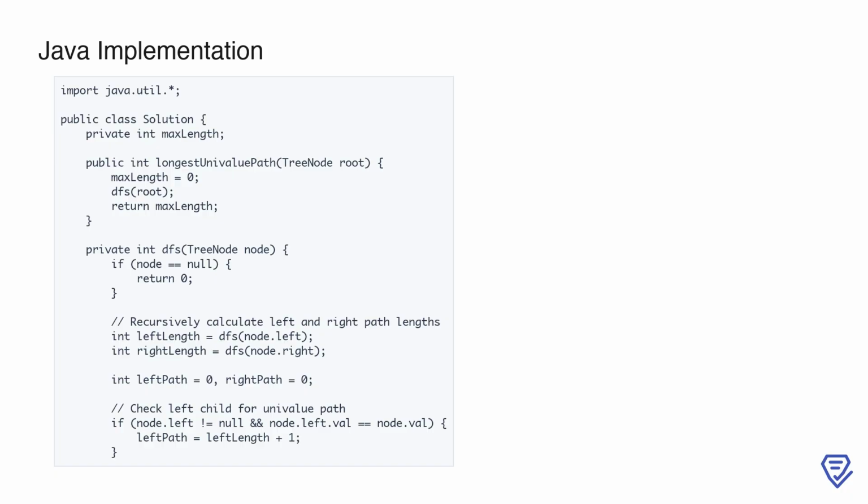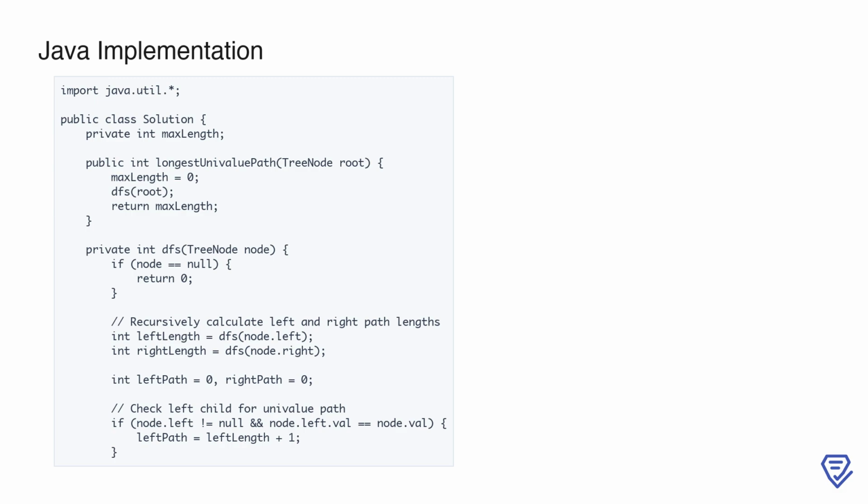Inside this class, we declare a private variable maxLength to keep track of the longest Univalue path length that we find. The main method, longestUnivaluePath, takes the root of the binary tree as input, initializes maxLength to 0, and then calls a helper method named DFS, which performs a depth-first search traversal of the tree. The result of this traversal is returned as the maximum Univalue path length.